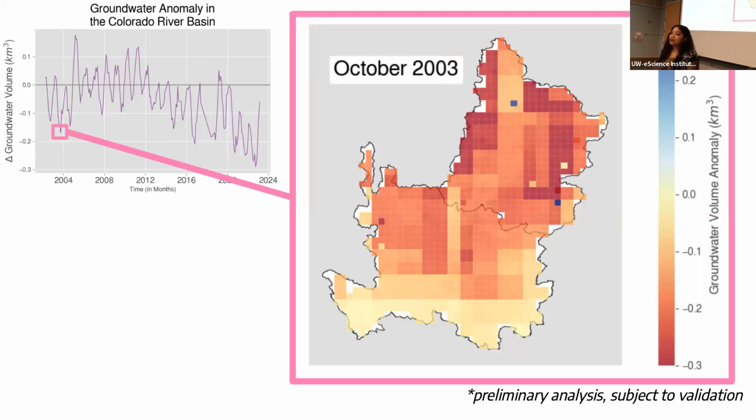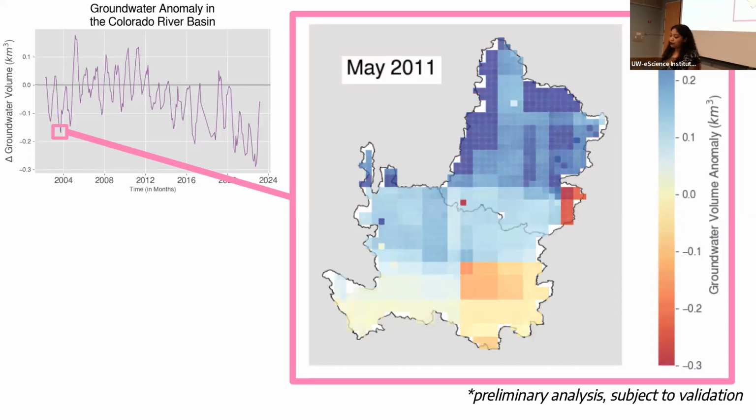Now, as mentioned previously, our groundwater anomaly plot is averaged over the entire Colorado River Basin. But using our workflow, a researcher can look at a specific point in time over the entire basin. For example, in October 2003, we noticed a significant drop in groundwater. We can look at the spatial distribution of the groundwater anomaly for a singular point in time. And that makes sense why the point is so low, because we see so many red values.